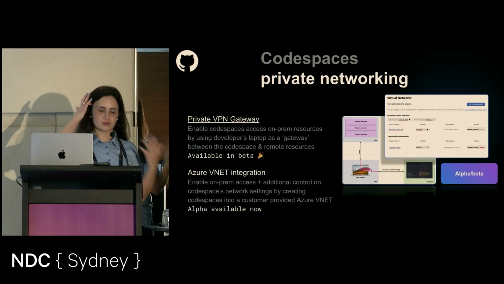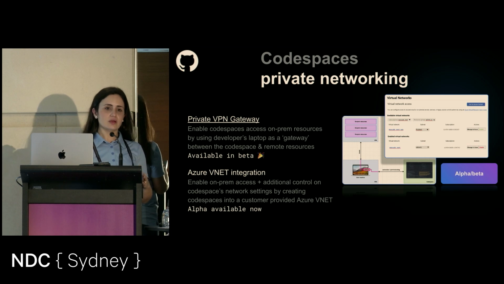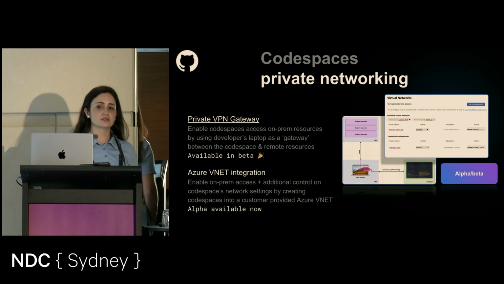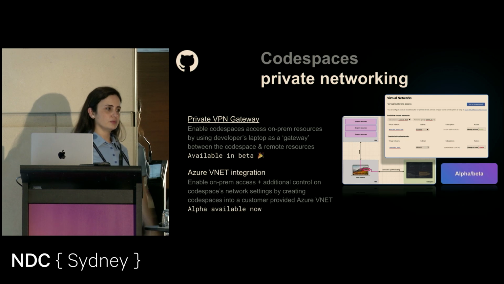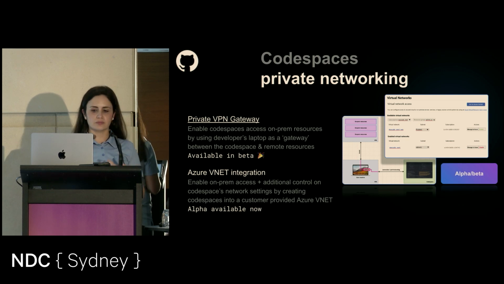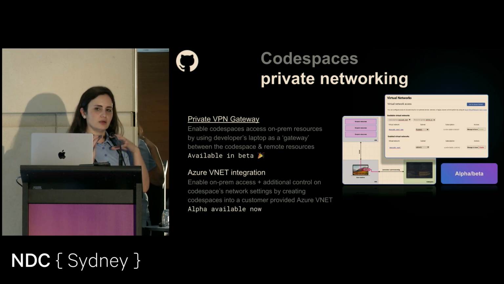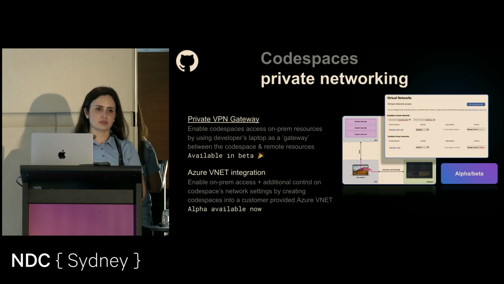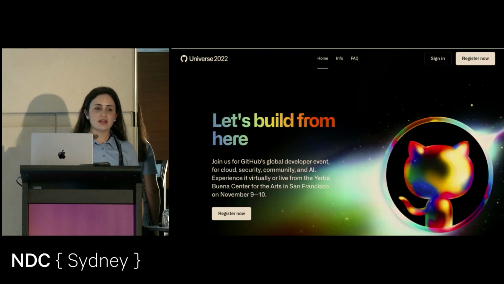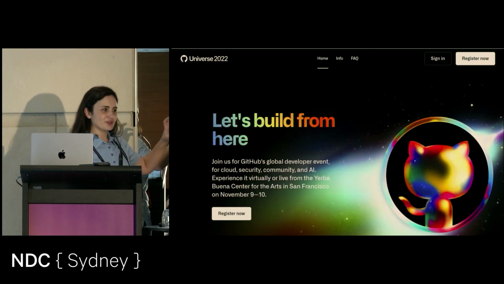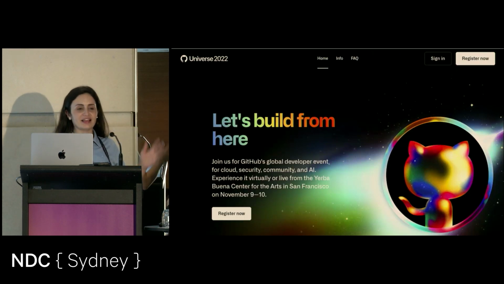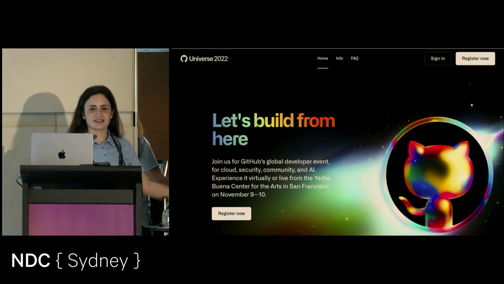The other one, talking about security as well, is the private VPN gateways. This is going to be at the beginning for people who are using Azure VNet, so they will be able to integrate their codespace with whatever resources they have sitting on Azure. And I covered a little bit of the upcoming features, but there's a lot more exciting and new things coming at GitHub Universe.